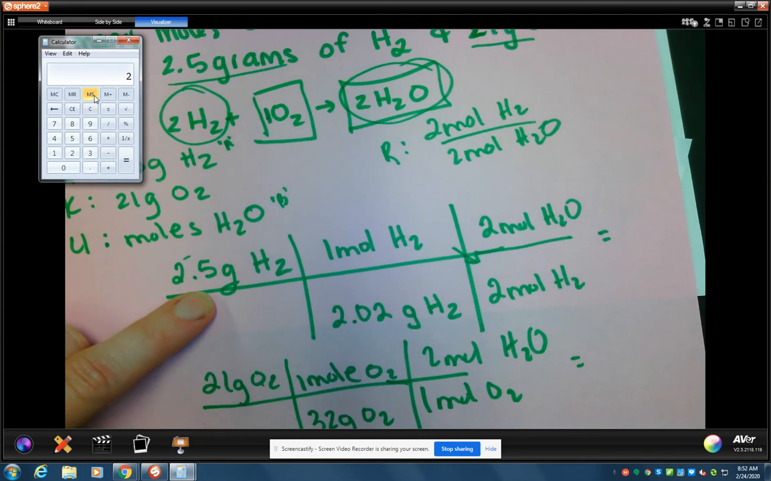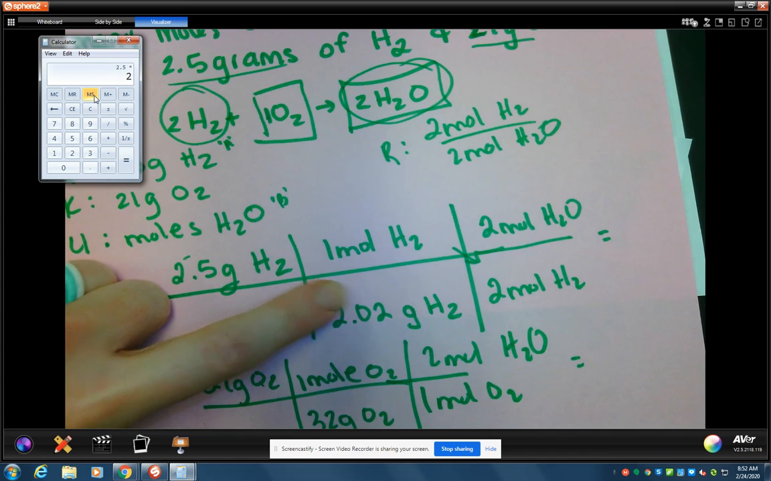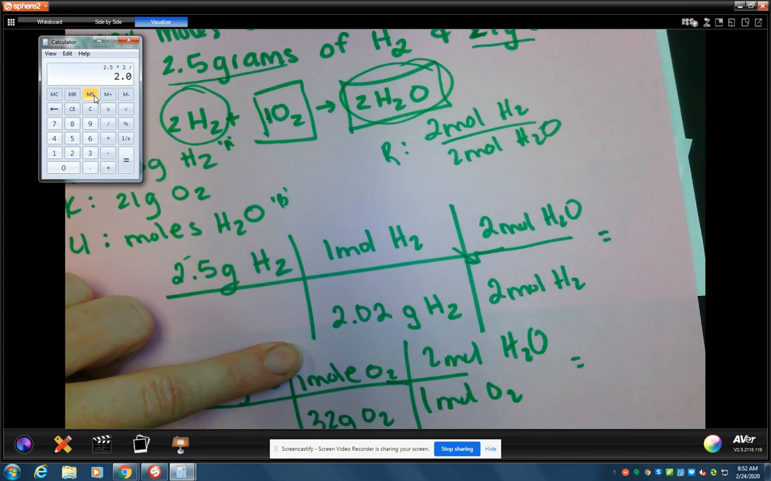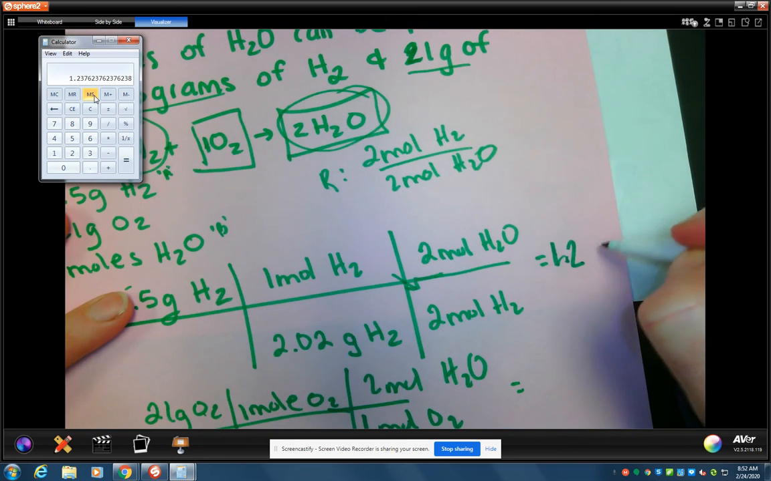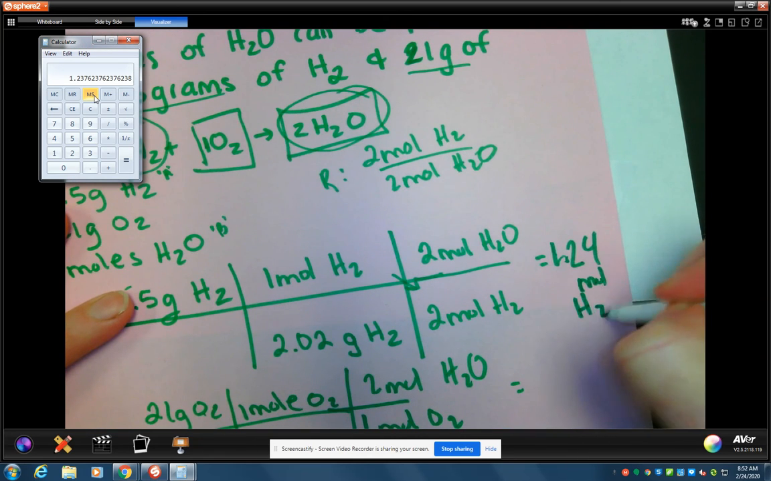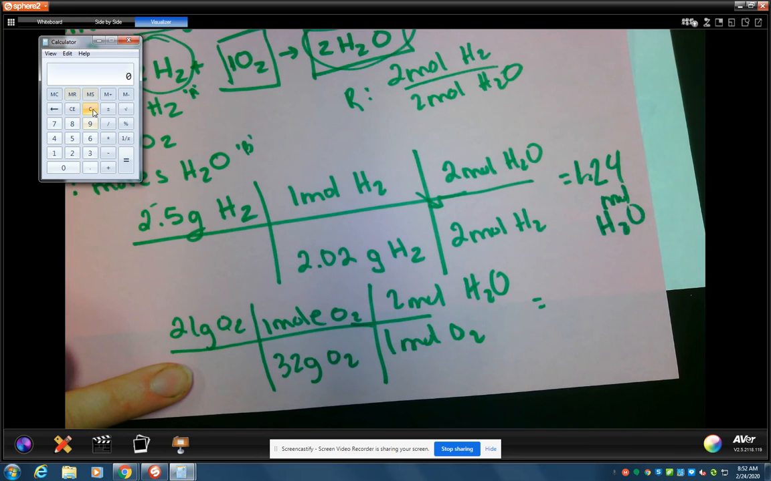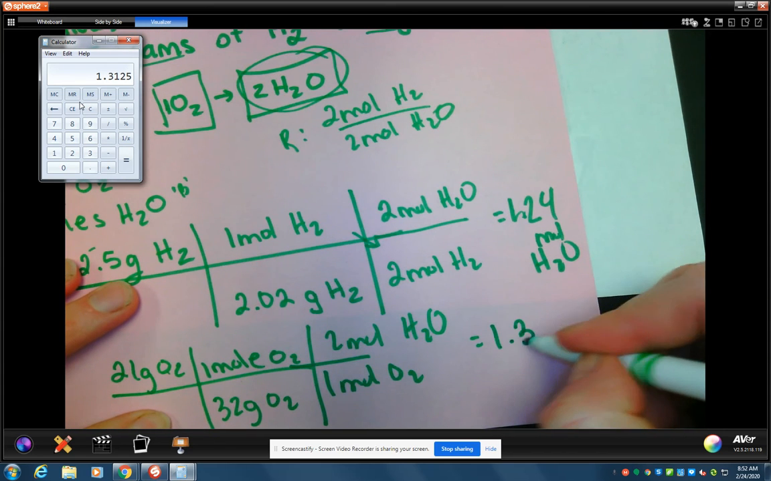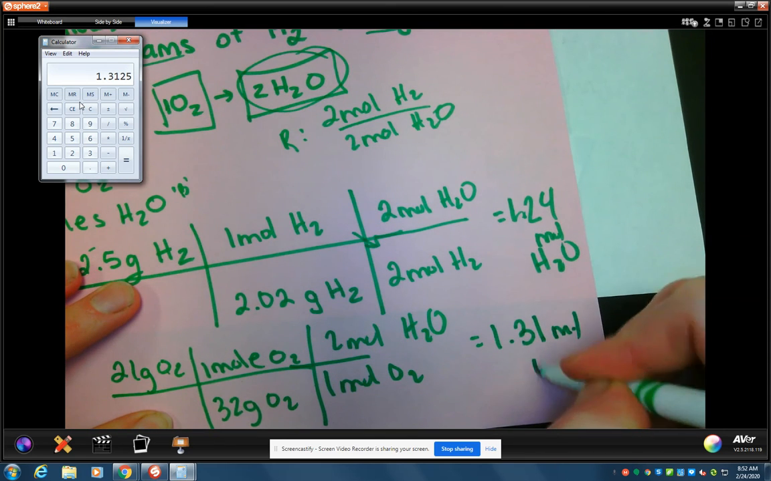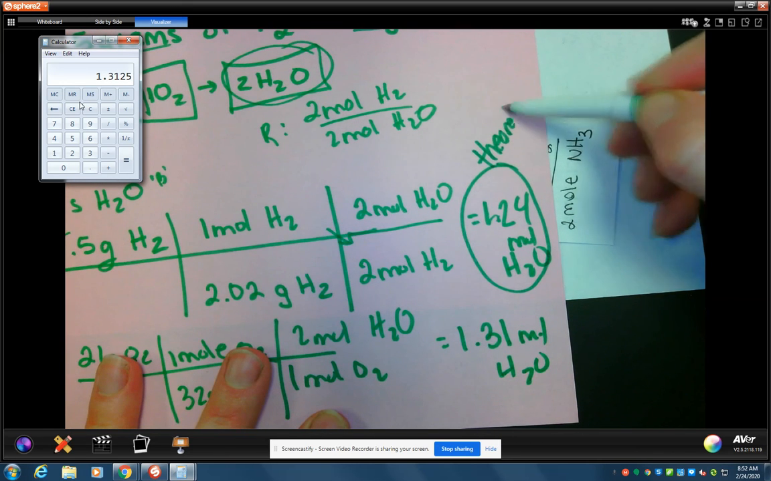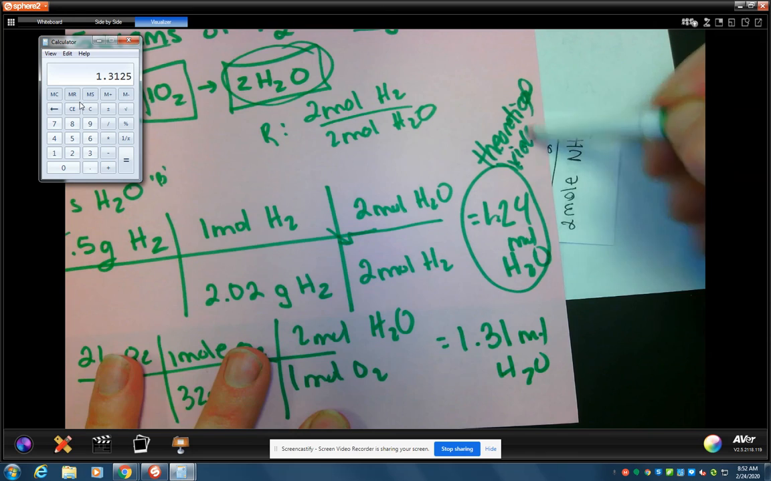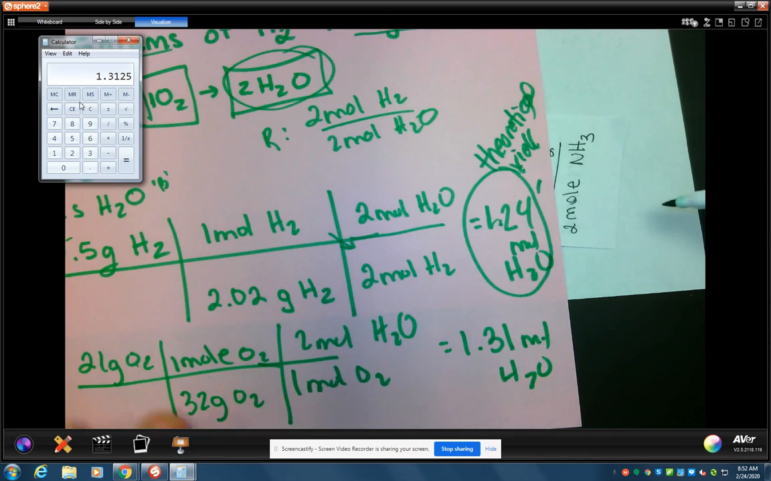I'm going to solve the top, 2.5 times 1 times 2 divided by 2.02 divided by 2 gives me 1.24 moles of H2O. Let me clear that and do this one. 21 times 2 divided by 32 gives me 1.31 moles of H2O. Remember, the smaller answer is actually the answer we want. So this is our theoretical yield, and that would be your answer for this problem.